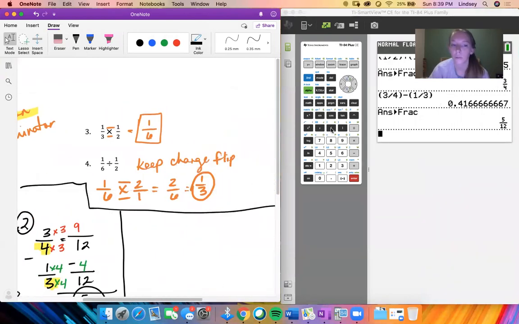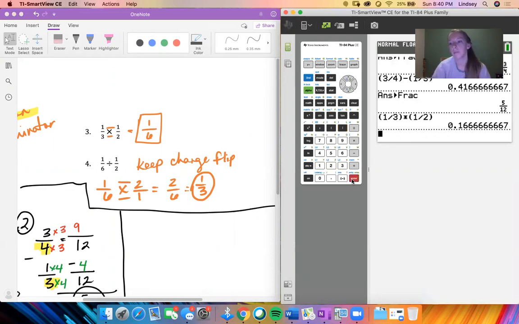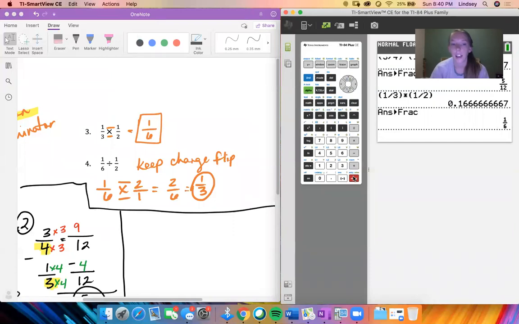All right, so same thing, even if you're multiplying, make sure you do it in parentheses. 1 divided by 3 times, open parentheses, 1 divided by 2, close parentheses. Enter, weird decimal math, enter, enter, and it's 1/6. Just the same as if you were to multiply straight across. 1 times 1 is 1, 3 times 2 is 6.